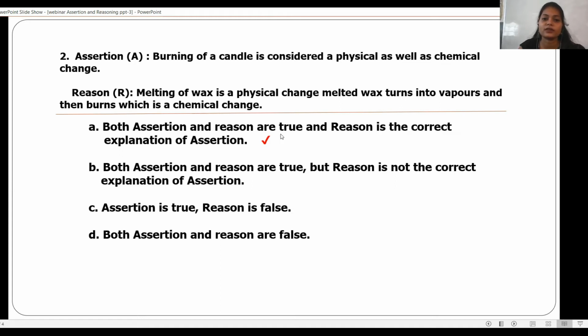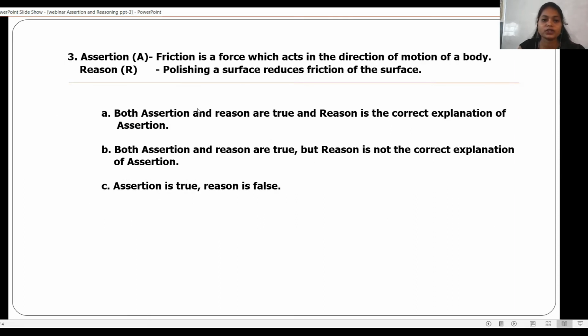Both assertion and reason are true and the reason is the correct explanation for the assertion. Now the next question is: friction is a force which acts in the direction of motion of a body. Students, as we know, friction is a force which acts in the opposite direction of motion of a body. So here the assertion is completely false.